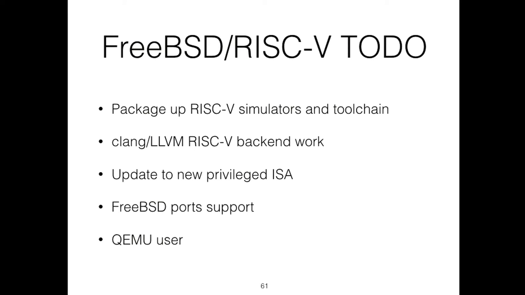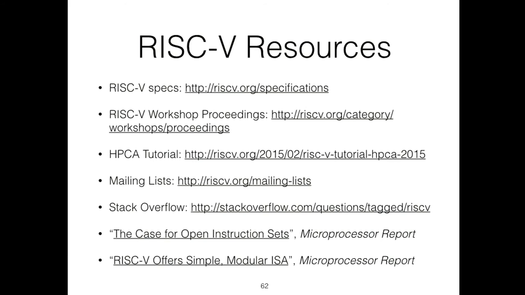There's a lot of Clang LLVM RISC-V backend work to be done. We want to update to the new privileged ISA once it's released. It would be nice to have ports on RISC-V, so if there are any ports people, it'd be great to get that going. And a QEMU user mode would also be useful, and that would help with some of the FreeBSD port stuff. So there are a lot of RISC-V resources out there.